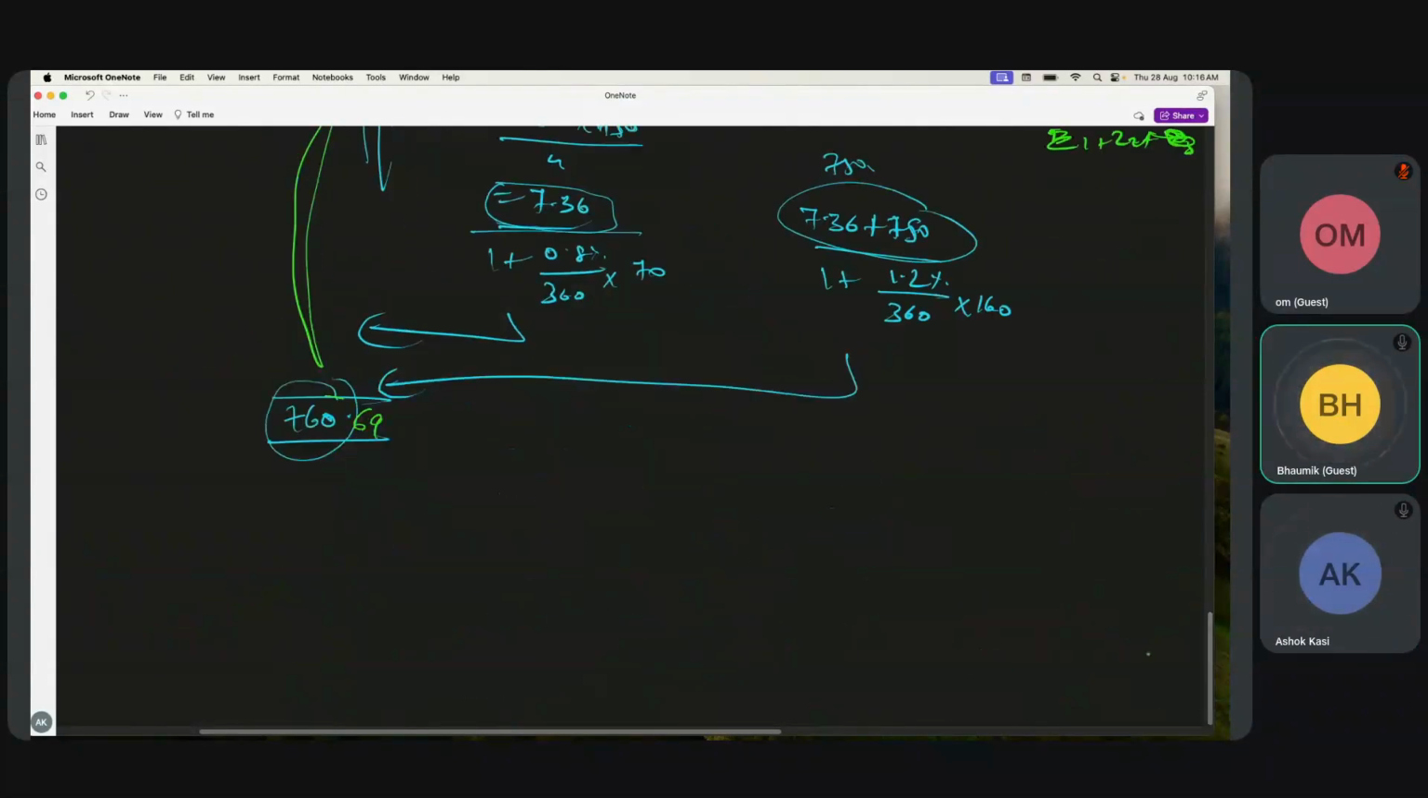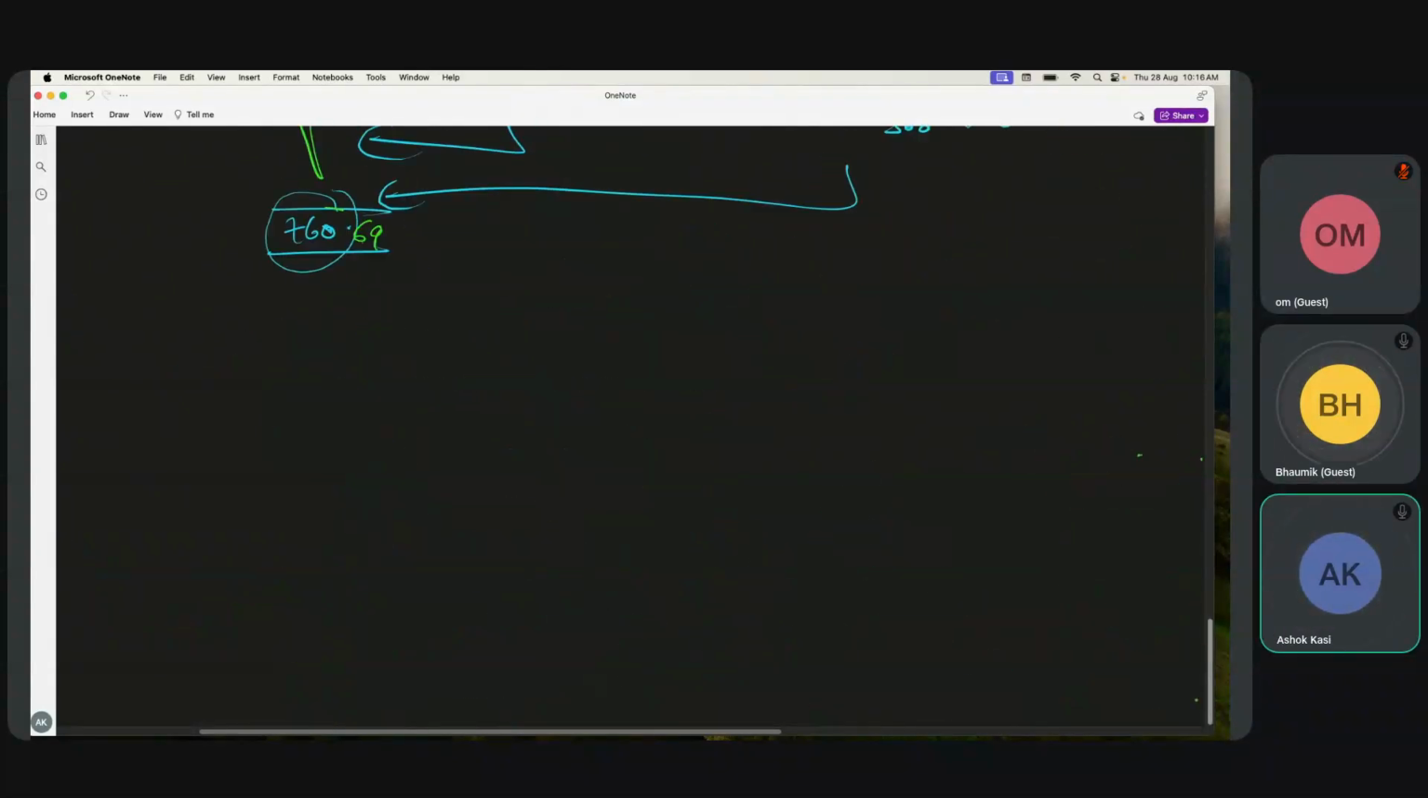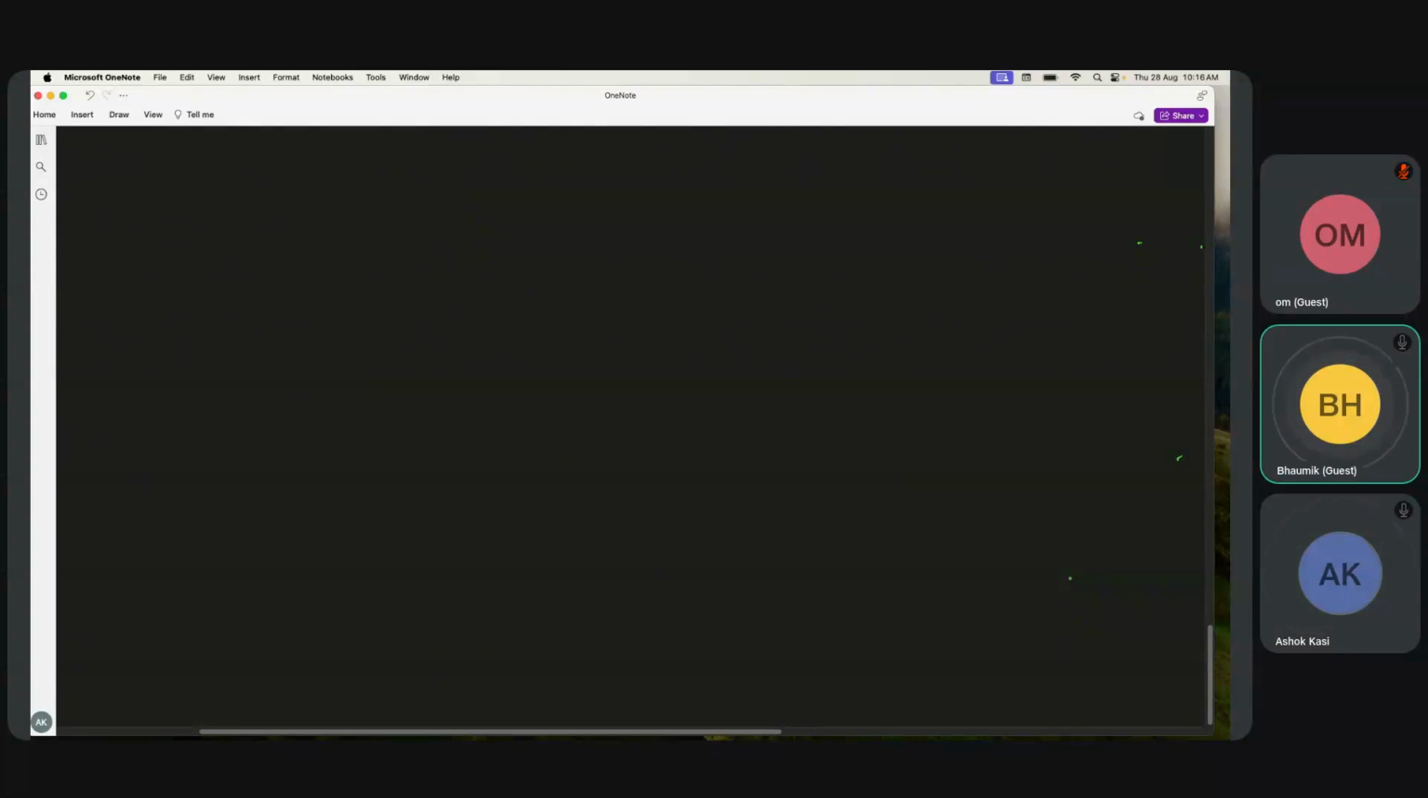But these are all practice only. If you practice, these will become really enjoyable sums. Initially it may be difficult, but later it will become an enjoyable one.